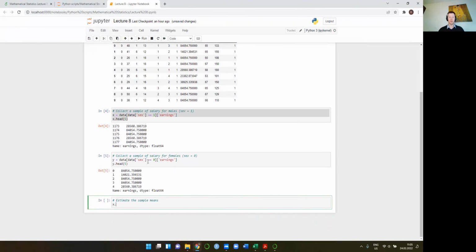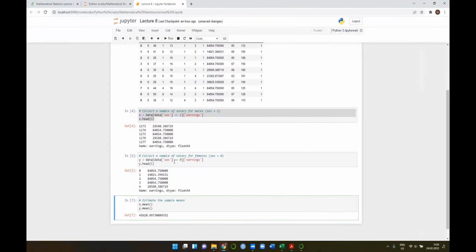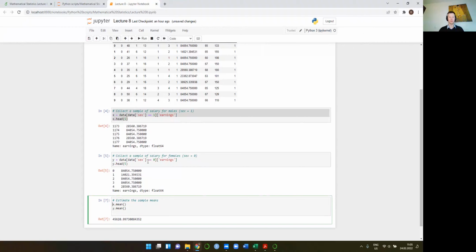You know how to do this. X mean, right? Here is the sample mean for X, Y mean, here is the sample mean for Y. Let's call them average X and average Y, to give them names and print them, right? So average X and average Y. Okay, nice. So we have these two numbers. We see that the average salary of males is slightly greater than for females.